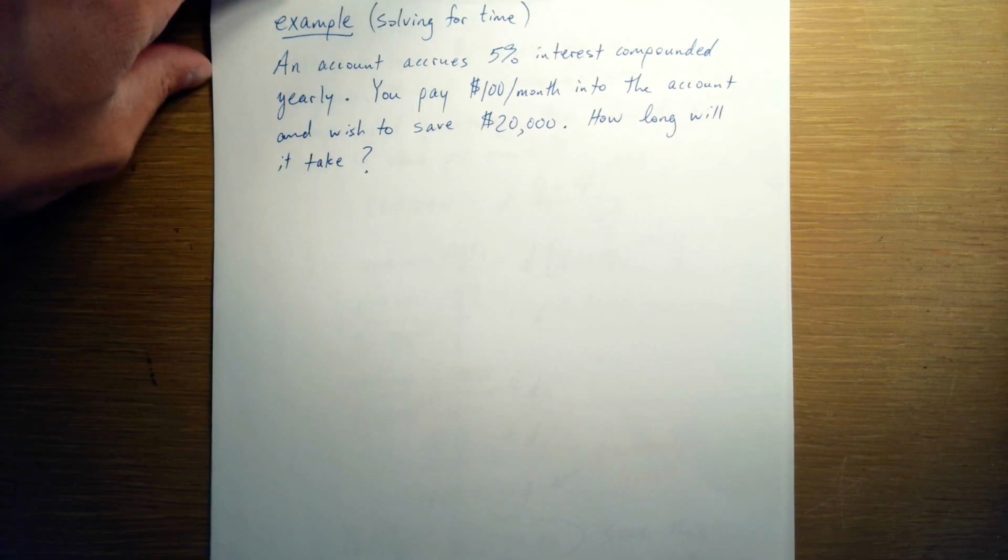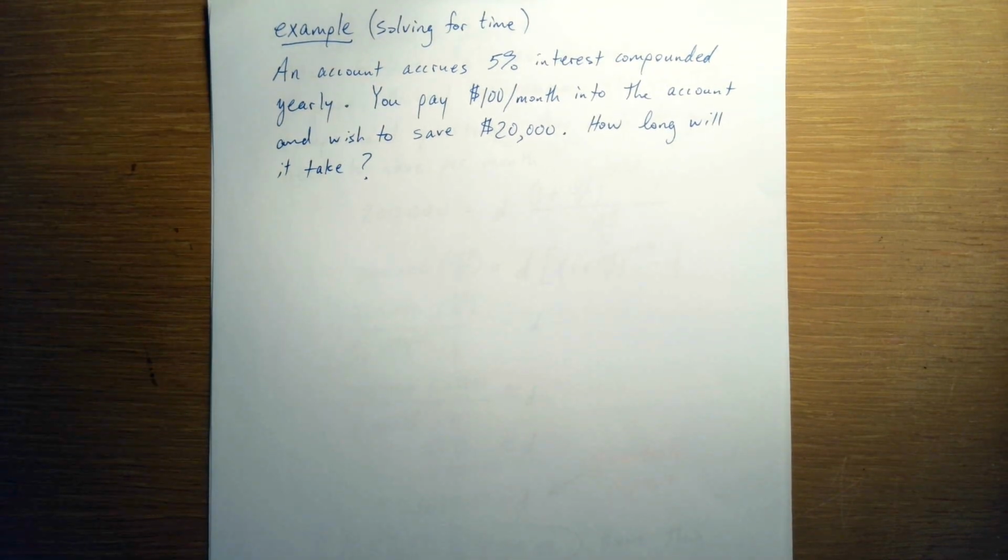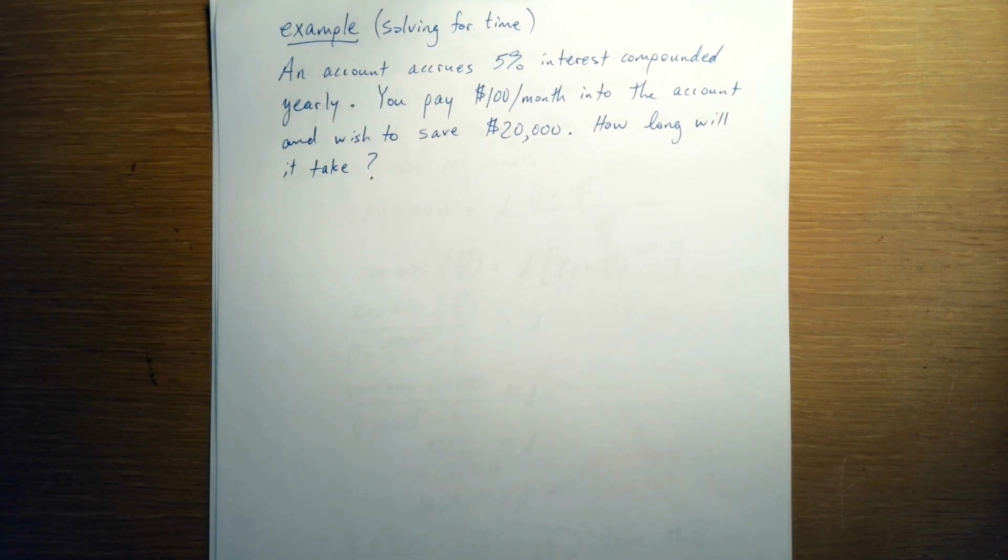Now let's look at an example where we solve for time. Okay, so this one is going to get pretty rough in the algebra. But here's our setup. We have an account that has 5% nominal interest rate. It's compounded yearly, and we pay $100 per month into the account. And our goal is to reach $20,000. So if we pay $100 per month into this yearly compounded account, how long do we need to save to get to $20,000?